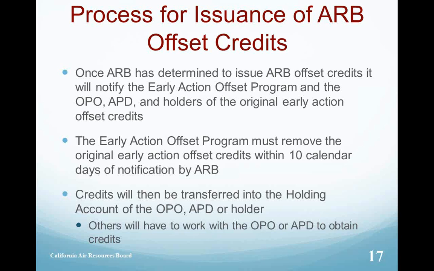This is because of the requirements in the regulation that if the OPO or APD transitions the project, credits can only be placed into the OPO or APD's holding account. Any holders of credits will need to work with the OPO or APD to get those credits transitioned into their compliance account at ARB. If they do not have a compliance account at ARB, it will not be possible to transition these early action offset credits into their account, or ARB offset credits into their account.